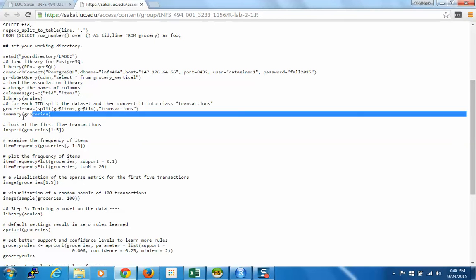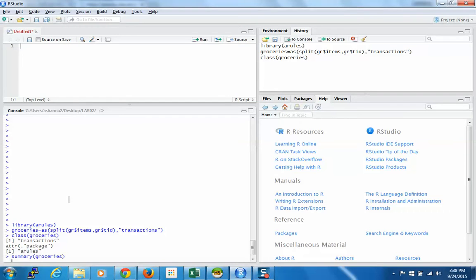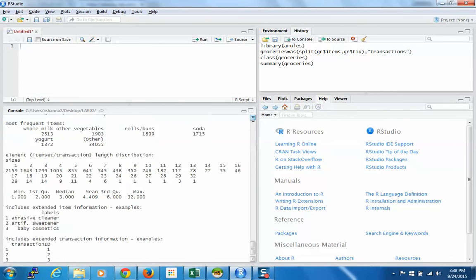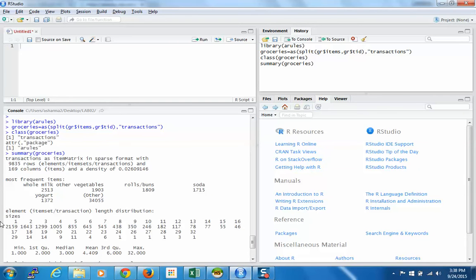So once we have created the transaction, let's summarize. Let's see what's there in the transaction. The syntax is very similar to what we did in lab 1: summary, and then the transaction variable name. Once we do that, we have all the details about this variable called groceries, which is nothing but all the transactions in our data set.